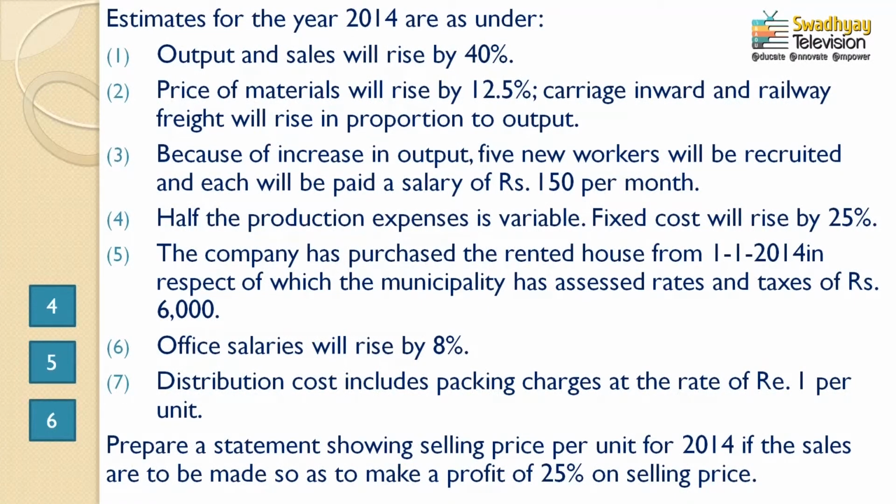It would also affect the amount of productive wages, direct wages. So direct wages are also going to change because they have actually recruited new people in the factory premises, and their salary would be incurred more, and on the basis of that the productive wages would change. Then half of the production expenses is variable, the remaining half would be a fixed cost. So here, in the last year the total amount of production expenses was given in the trading account, but in this year the production expenses would be divided: a certain amount incurred on a fixed basis and the other on a variable basis.